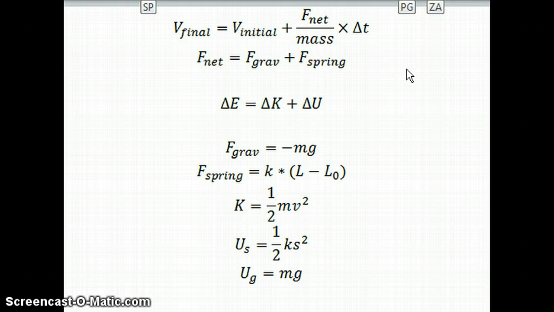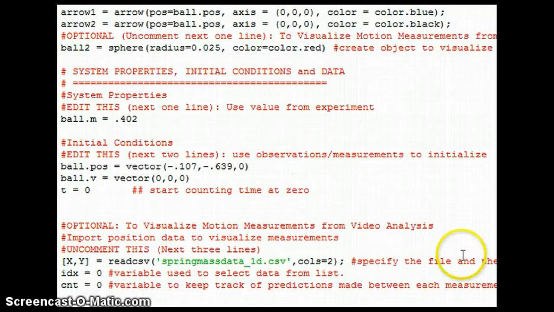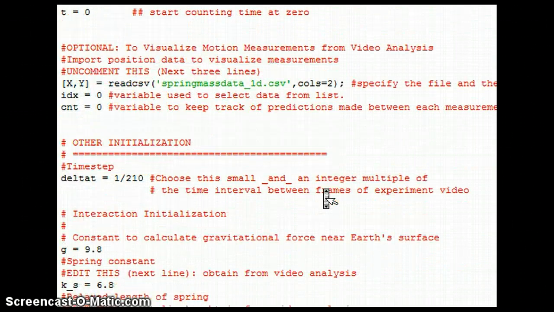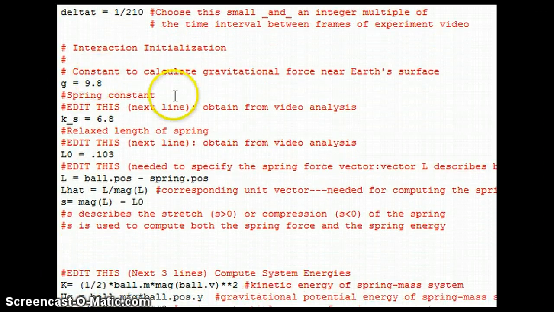From here, each of the following equations were entered into the code in VPython. The initial information was inserted as well. Here are all the formulas that were used. You can see here where the initial information was inserted, including the mass and the initial position, which were all found using tracker, as well as some of the constants.